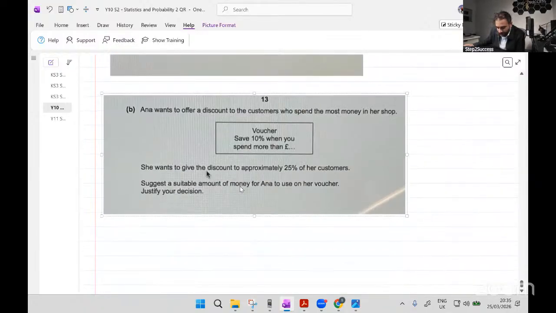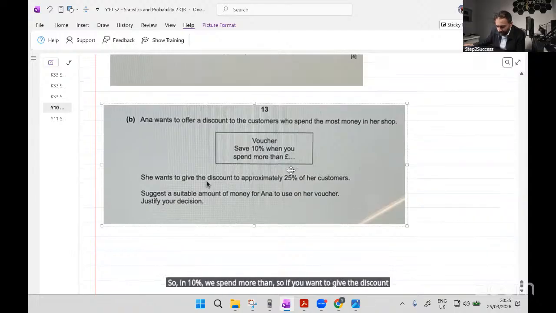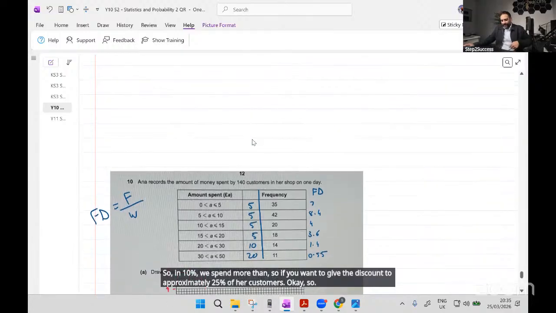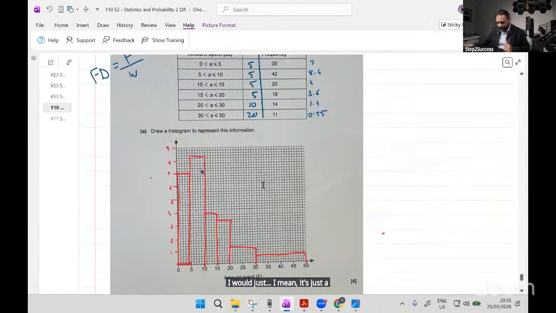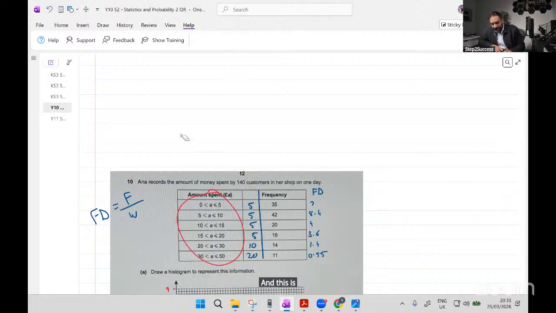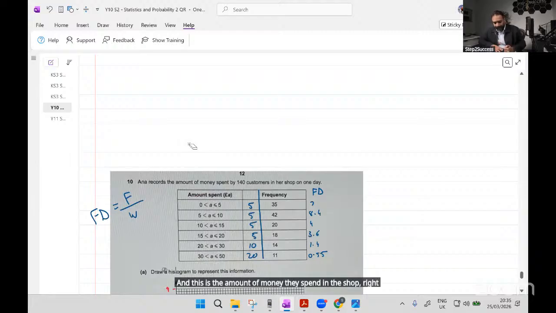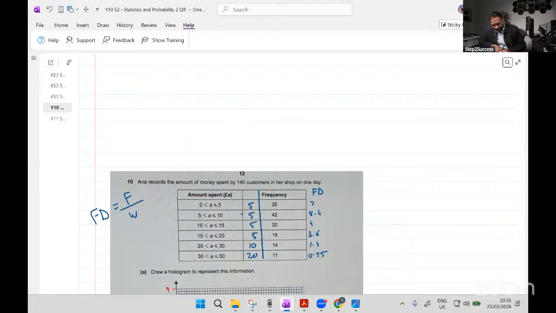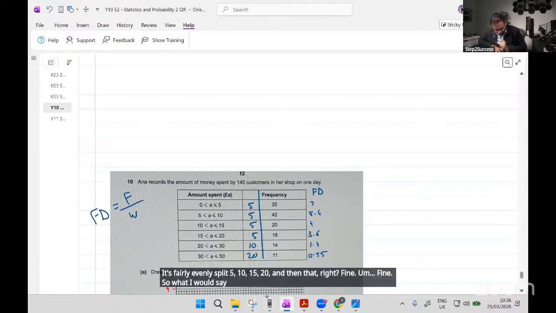Say 10% spend more than. So she wants to give the discount to approximately 25% of her customers. Okay, so I mean, it's just a justification, isn't it? So I would say that, look, there are 140 customers here, and this is the amount of money they spend in the shop, right? From 0 to that. Now, it's fairly evenly split, 5, 10, 15, 20, and then that, right? Fine.